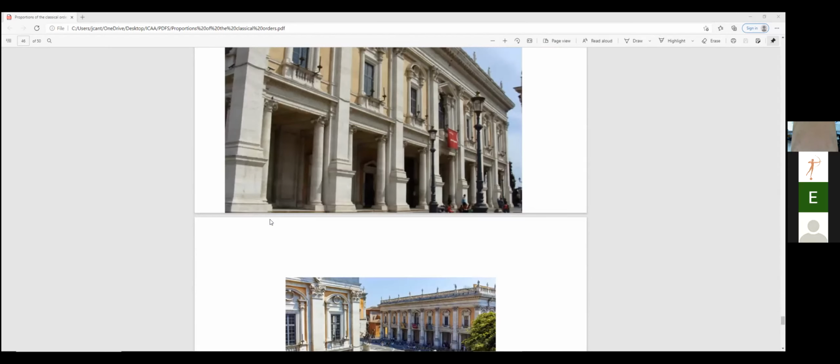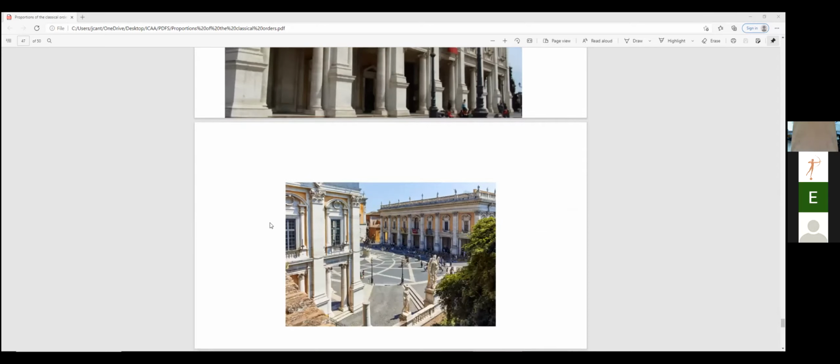Okay, so for our next lecture, we're going to be talking about the comparative orders. We're going to be explicitly discussing the difference between Greek classical architecture and Roman. In other words, Greek Doric columns versus Roman Doric, Greek Ionic versus Roman Ionic. That'll be our next lecture.